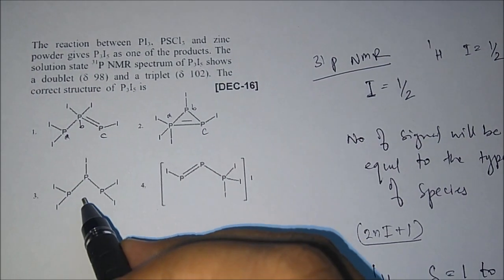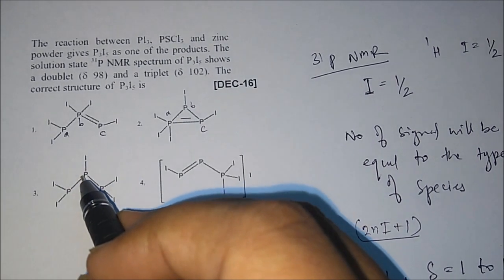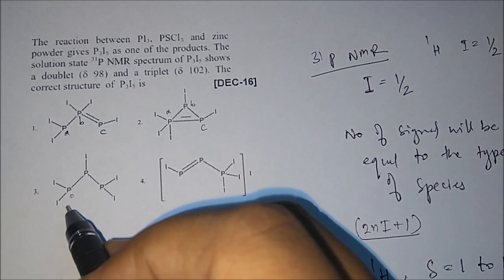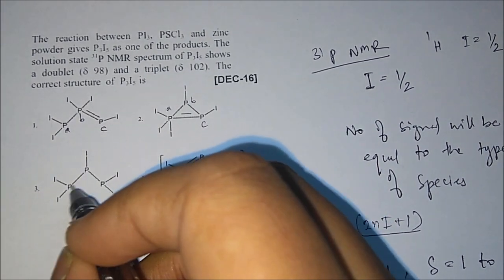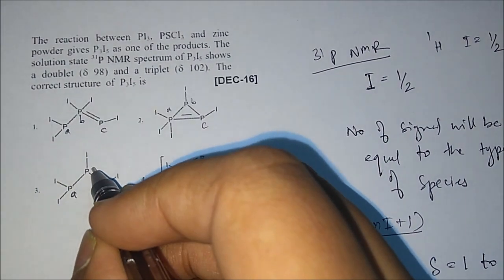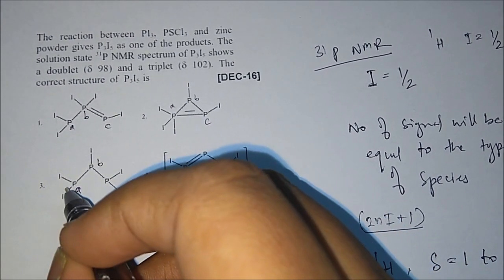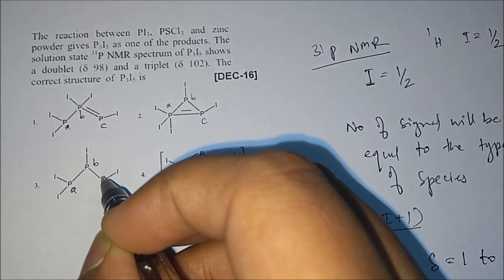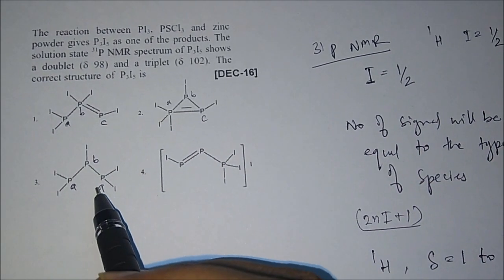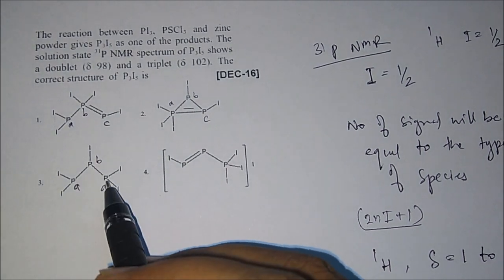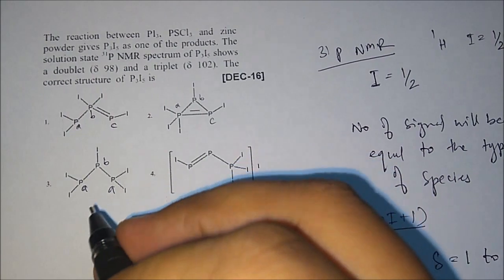Now coming back to this option, if you will see, this phosphorus is attached to 2 iodines and a phosphorus. That means it's A type of phosphorus. Let's name it as A. Now this phosphorus is attached to 2 different phosphorus and iodine, so it is different from the previous one, so it will be B. Now this phosphorus is similar to the first one because it is also attached to 2 iodine and a phosphorus, so we can name it as A. So here you are getting only 2 types of phosphorus. That means you'll get 2 signals in this option. So this is the probable answer.